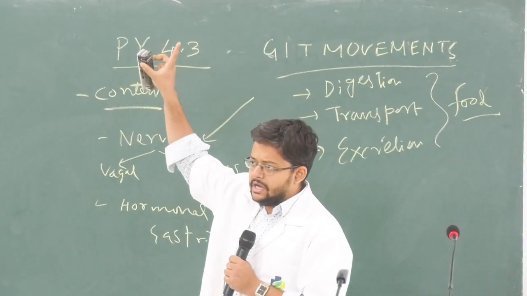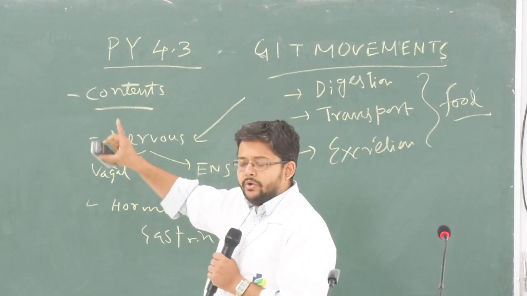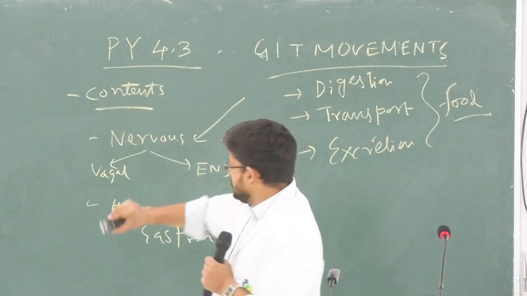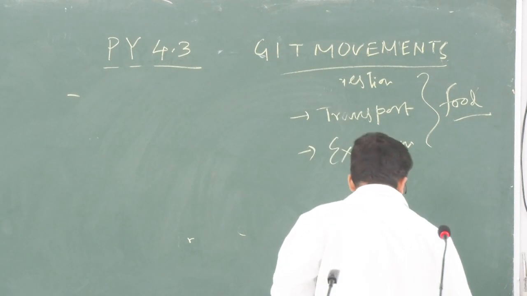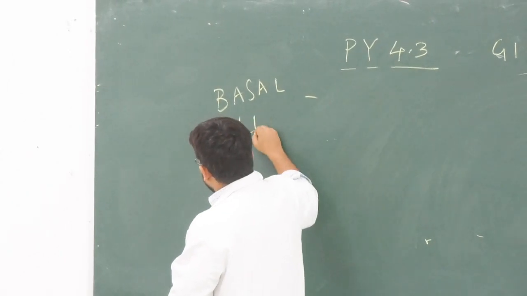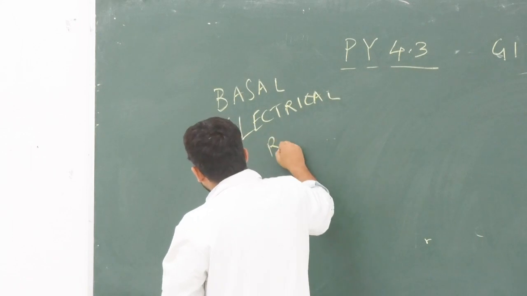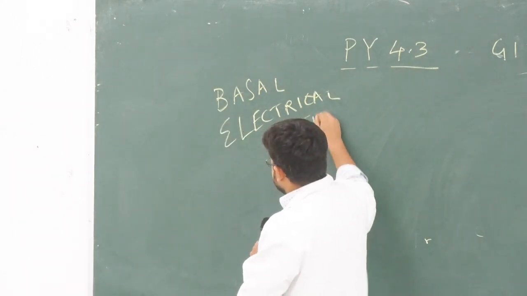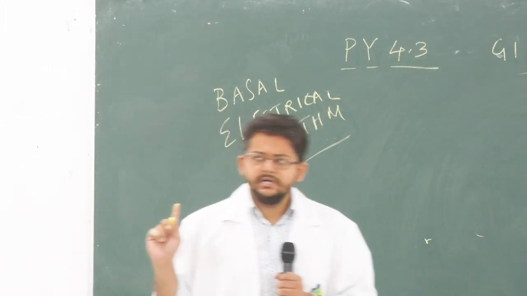Everybody got the idea, the purpose of the movement and the regulatory function of the movement. Now we are going to see what the movements are. So first is basal electrical rhythm, we call it BER. Basal electrical rhythm. So what is this? Any idea what this is? কি হতে পারে এটা? BER যেটা, এটা কি?